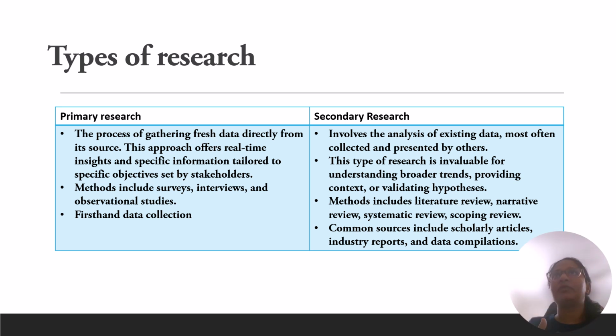Your databases, different databases, for example, PubMed, Google Scholar, Web of Science, Scopus, those types of databases. Or you can collect the data from the hospital, or you can collect already compiled data in a clinic or in a public health office. So this type of research is known as secondary research.